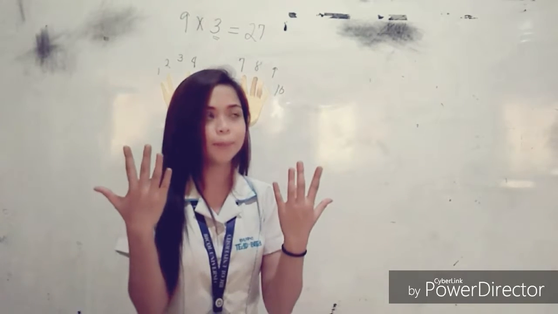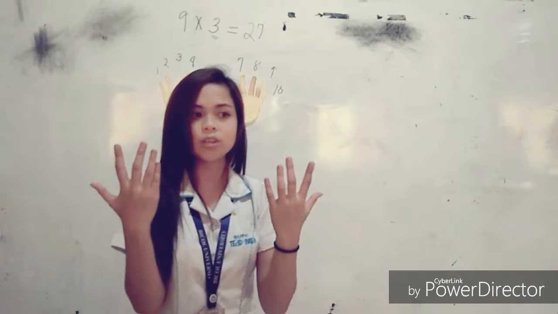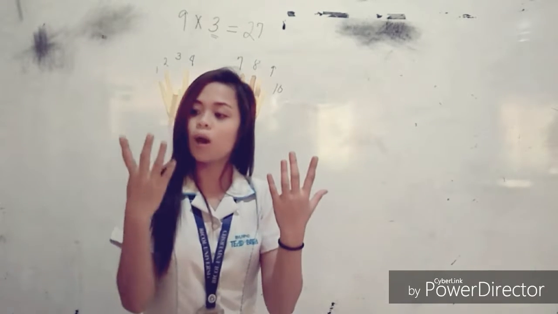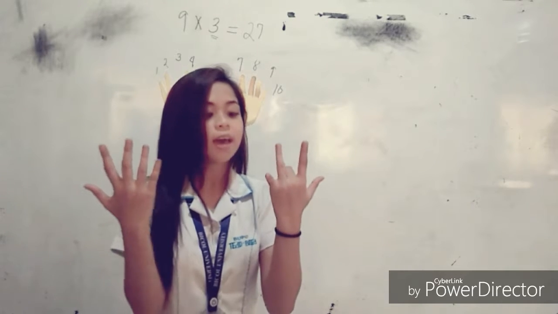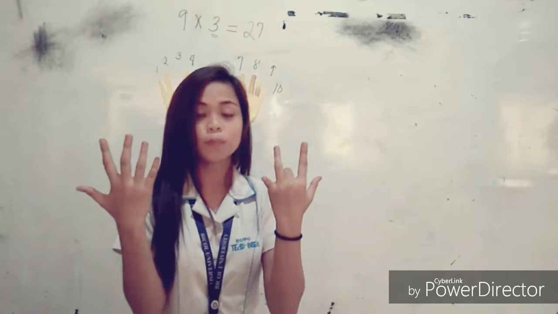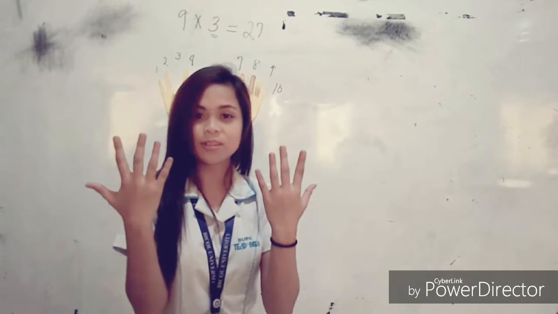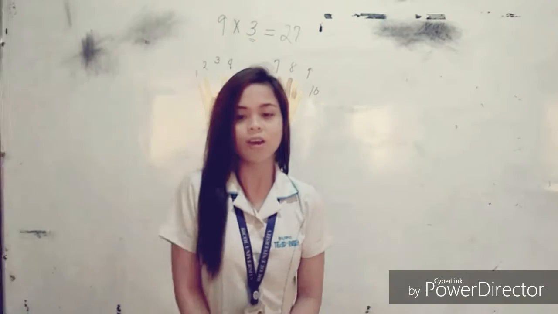Again, let's try another one. We will multiply 9 times 8. So, our multiplier is 8. So, we will count 1, 2, 3, 4, 5, 6, 7, 8. In this part, we have 7. In this part, we have 2. So, the answer is 72. Are you correct? I'm glad you are.